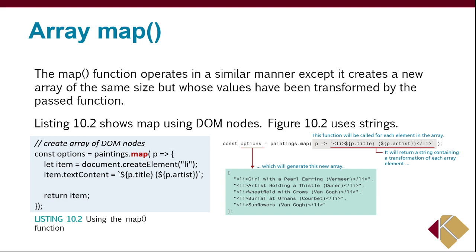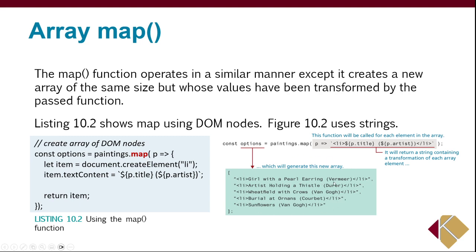create a new array of the same size as the original thing, and transform the values, right? So what it's doing in this one is, for each of the items in the paintings array, it is creating a list item, and then adding the text content to it as the title of the item, and then parentheses, and then the artist name. So when it returns, and then returns it, right? So when it actually runs the options here, this is what it's going to output.